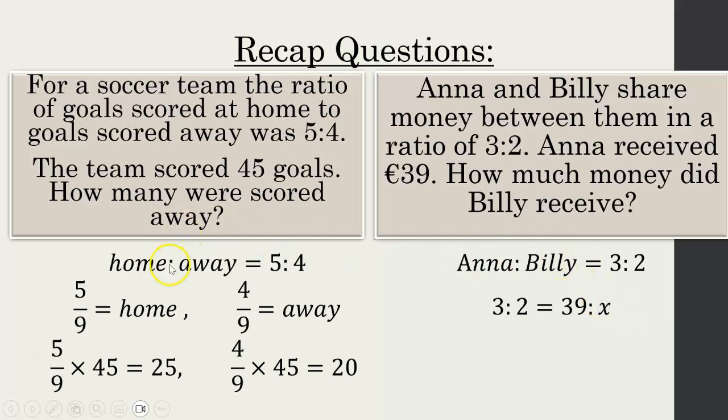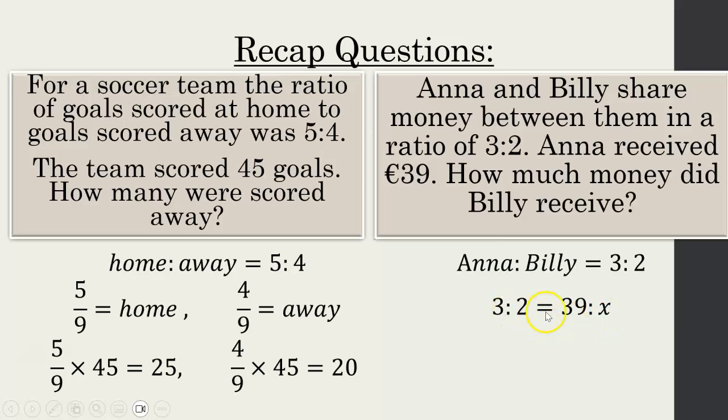So this question's a bit different. The last question was how many goals were scored altogether between the two teams. In this question here, we're just looking at Anna, and then we're trying to find what Billy's is. So we're told the ratio of 3 is to 2. Now we're saying Anna has received 39. So 39 is to what is what we're looking for. We're looking for this x.